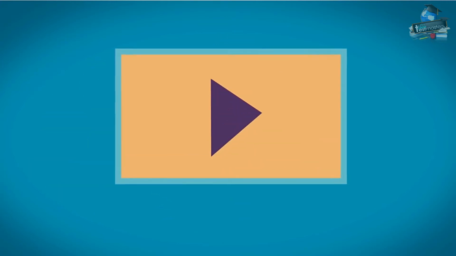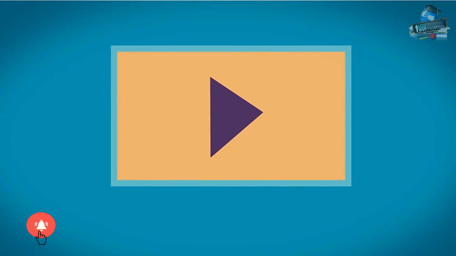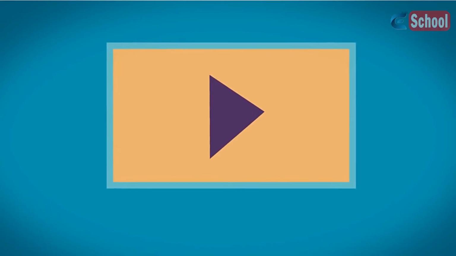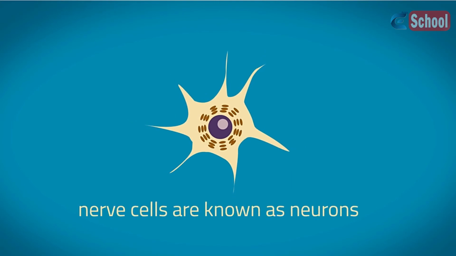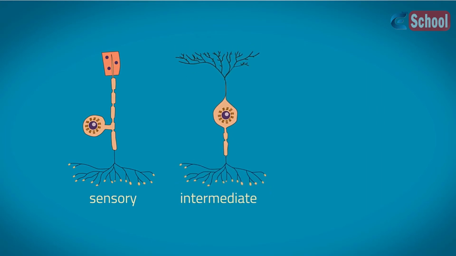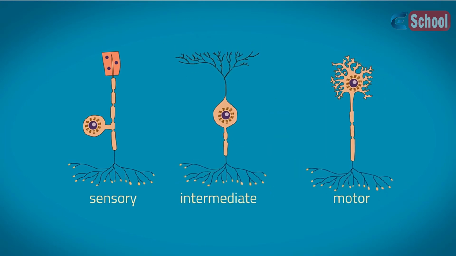In this video, we are going to look at the nervous system in more detail, including the different nerve cells and their structure. To clarify, nerve cells are known as neurons, and there are three different types: sensory, intermediate or relay, and motor neurons. These specialized cells carry information as tiny electrical impulses and make up the nervous system.